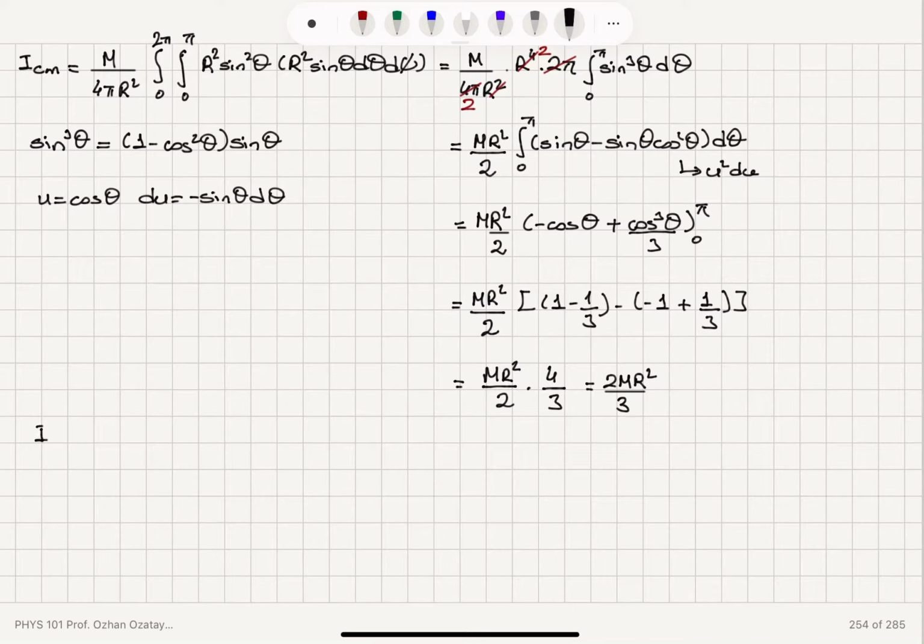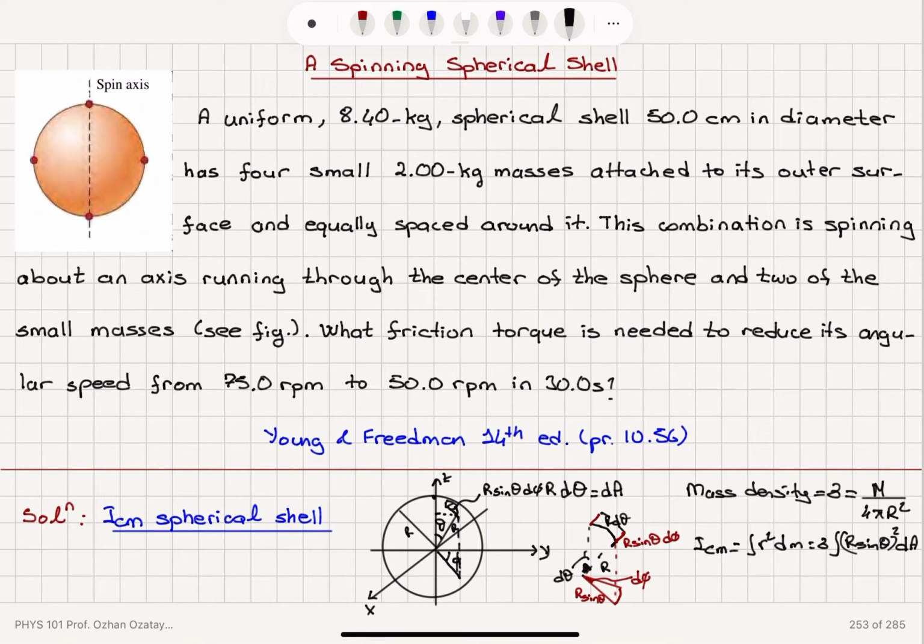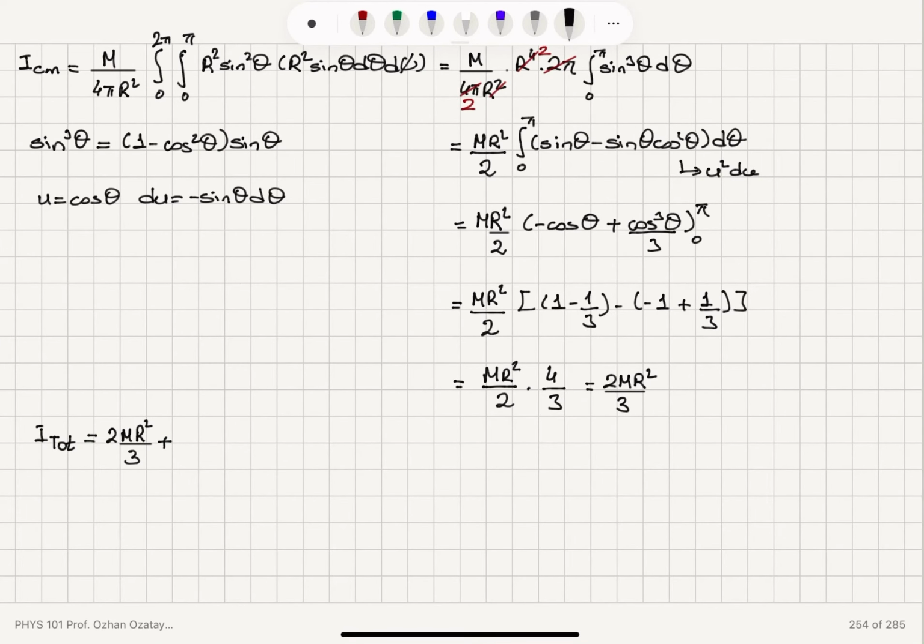Now, what is the total moment of inertia for the rotations about the center of mass? It's going to be 2 M r squared over 3. That's the contribution coming from the shell. And we have each of these masses a distance r from the rotation axis here, the spin axis. The other two are on the axis, so r squared dm would give us 0 because r would be 0 for those masses.